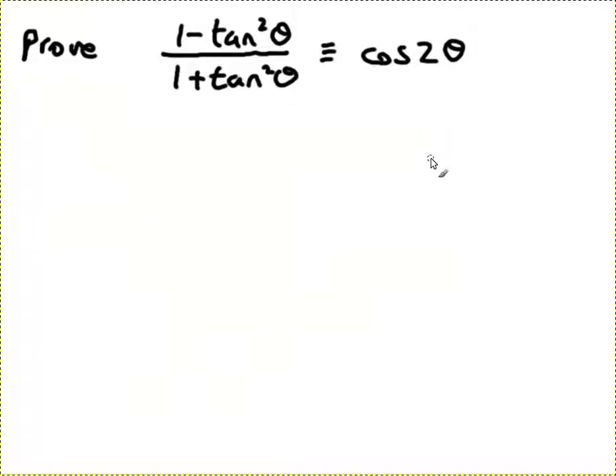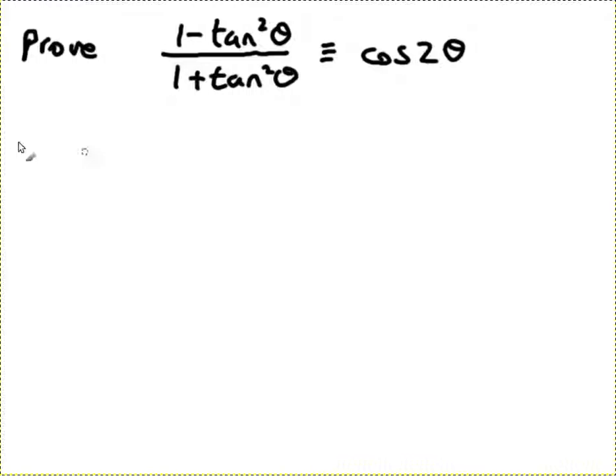Okay, I'm going to start by proving the following identity. 1 minus tan squared theta over 1 plus tan squared theta is identical to cos 2 theta. Now, when I'm proving identities, the advice I always give to students is it's almost always best to go from the more complex to the more simple. That's because we simplify a lot in maths, but I can't recall ever complexifying anyway. It just seems to be more difficult to go from the simple to the complex, and always easier to go from the complex to the simple.